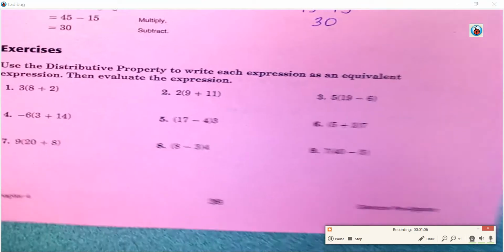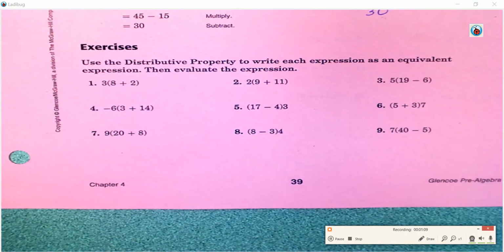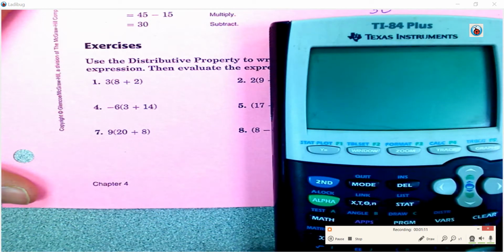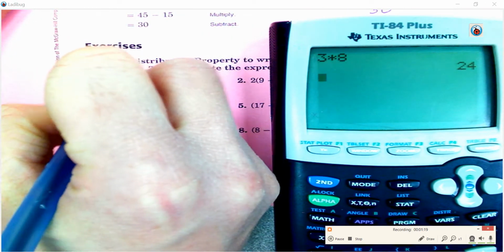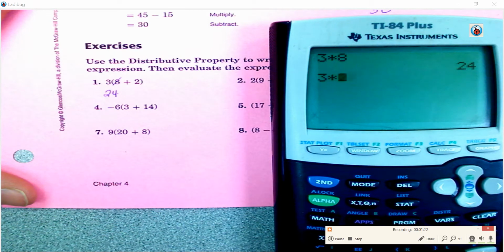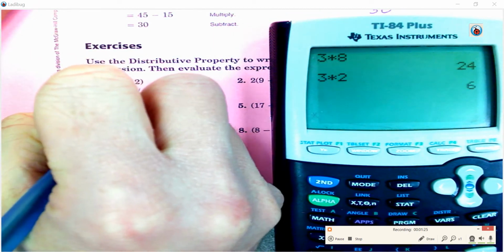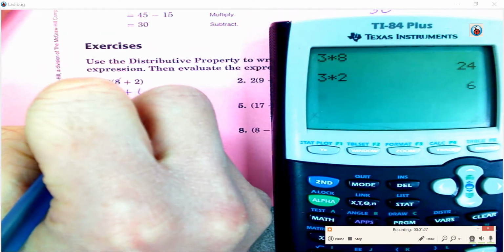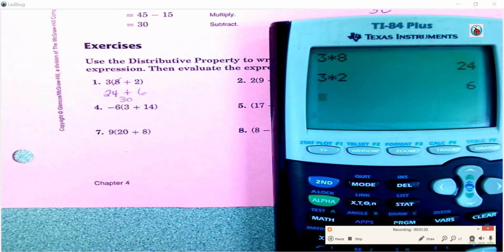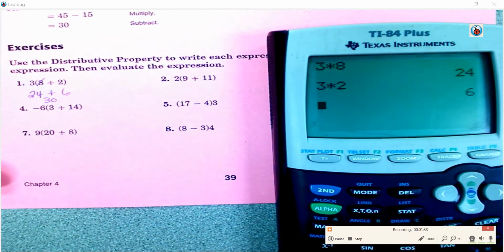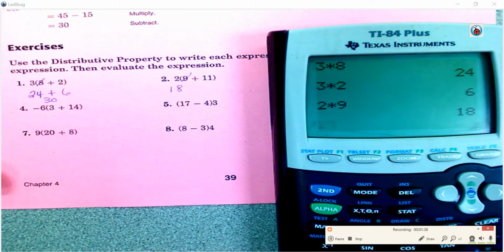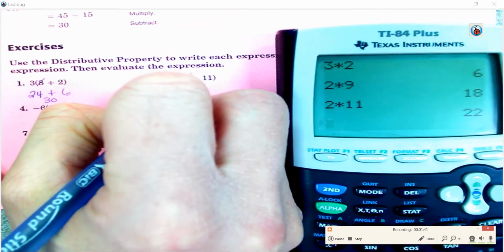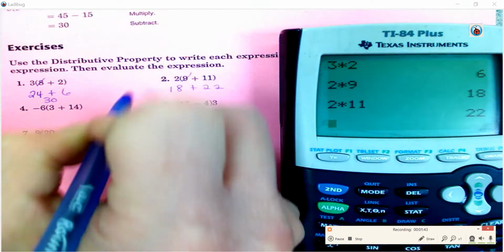So we're going to do a couple of examples together, and we're going to check these in our calculator just to make sure we're doing it all the right way. So first I have 3 times 8, which is 24. So 3 got multiplied by 8, and then I have 3 times positive 2, which is 6. And then 24 plus 6 is 30. And then number 2, we have 2 times 9, which is 18, and then 2 times 11, which is 22. We add those together and we get 40.